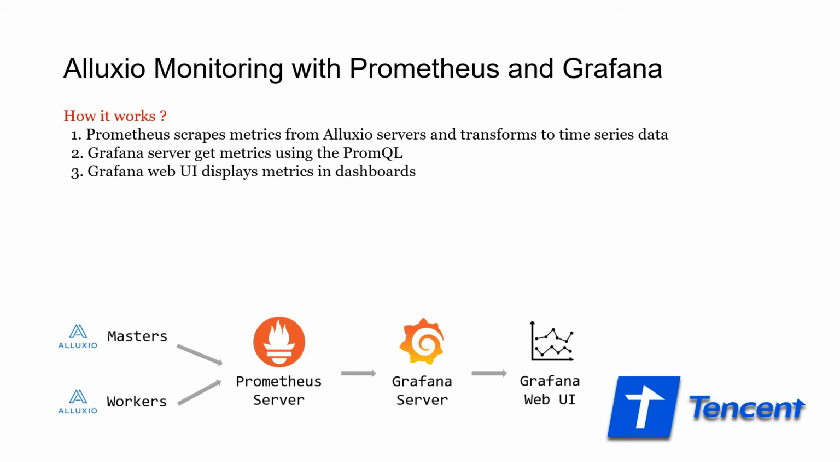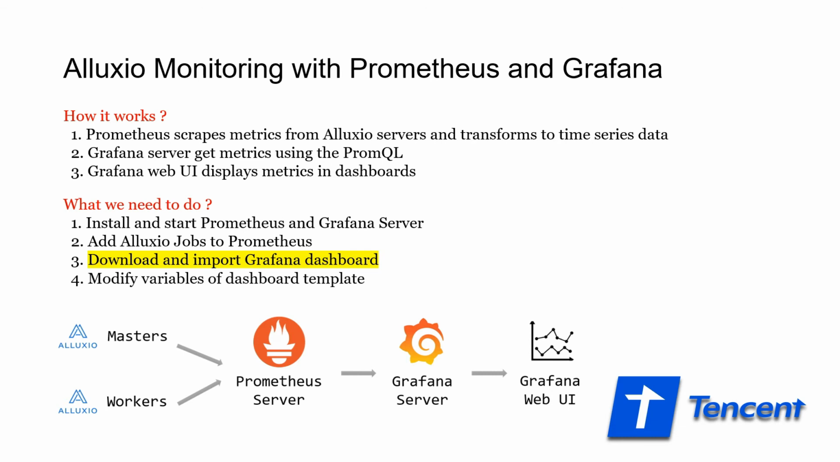And then what we need to do to set up this monitoring: we only need 4 steps, and don't need much effort. Firstly, we need to install and start the Prometheus and Grafana servers. It's quite simple to follow the corresponding tutorials, and just using the default configuration is enough.